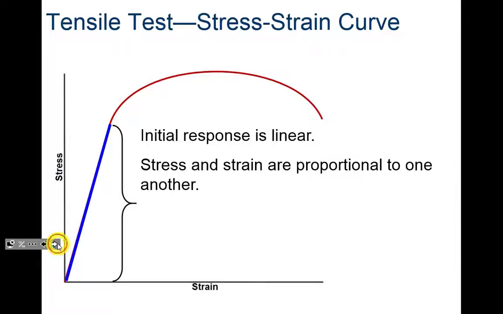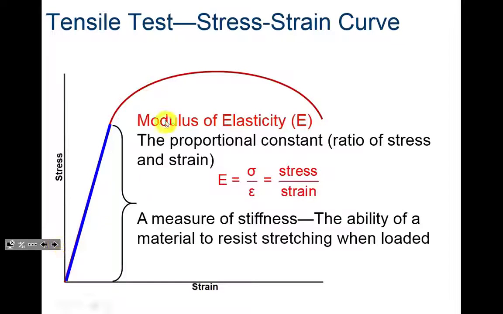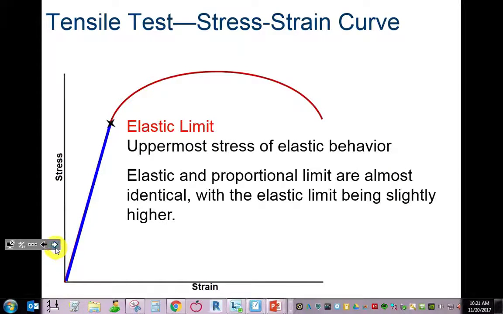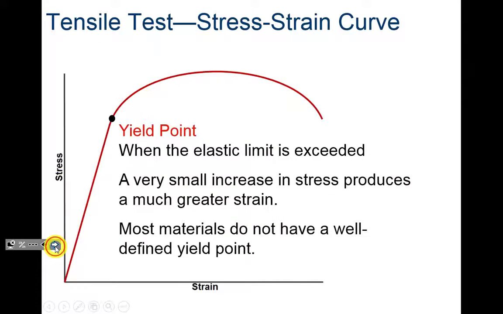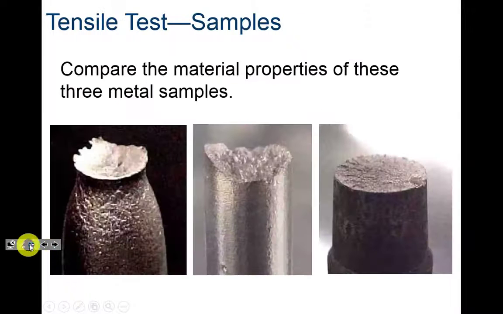All right, a couple more things. We're going to talk about elastic range and proportional limit in just a second. Here we go. I believe this is your last equation. Modulus of elasticity, and that is abbreviated with just a big capital E. The proportional constant ratio of stress and strain. And that's our equation, stress divided by strain. We'll get to all that stuff in a second. Let me just double check a couple things.